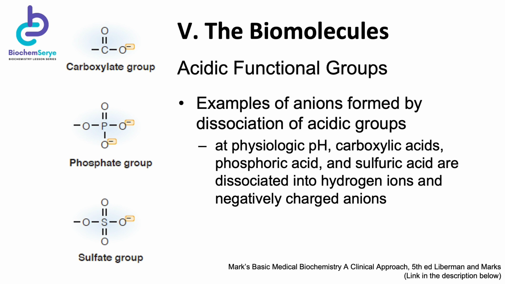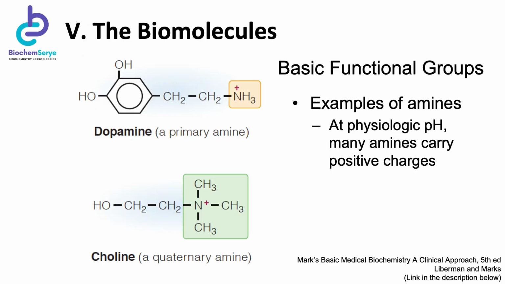Additionally, phosphate groups attached to metabolites are often abbreviated as P with a circle around it, or just as P, as in glucose 6P for glucose 6-phosphate.